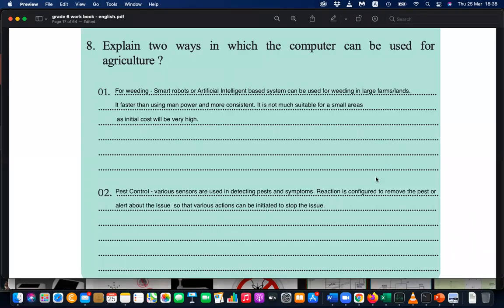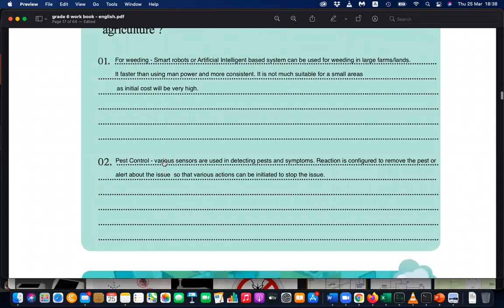The systems are configured to react by either removing the pest or alerting the control people, so then they can decide what to do. Okay, these are two things, but not just weeding and pest control. It can be used for land preparation. So those are other things, right?